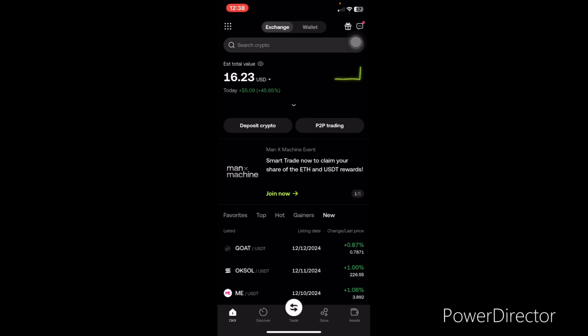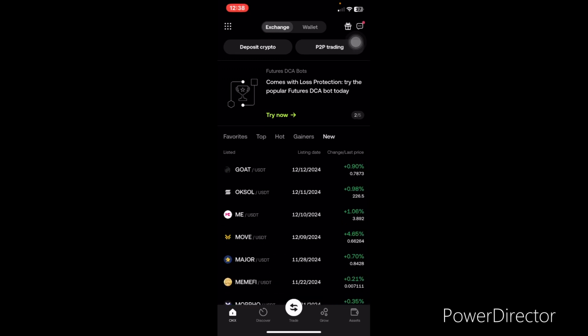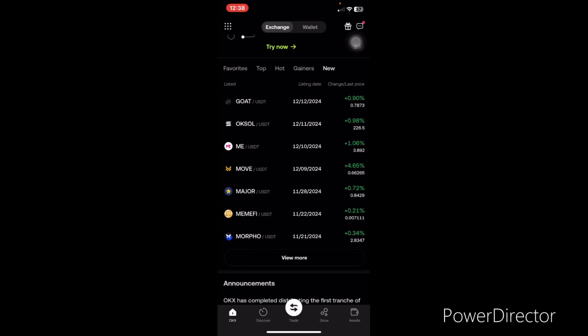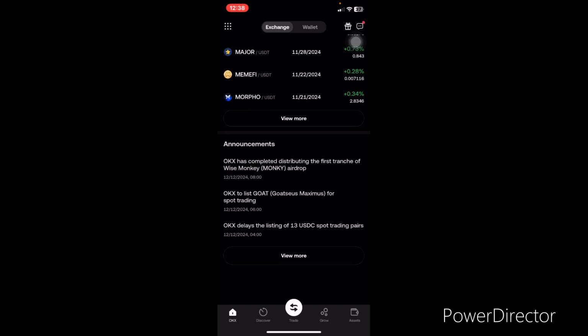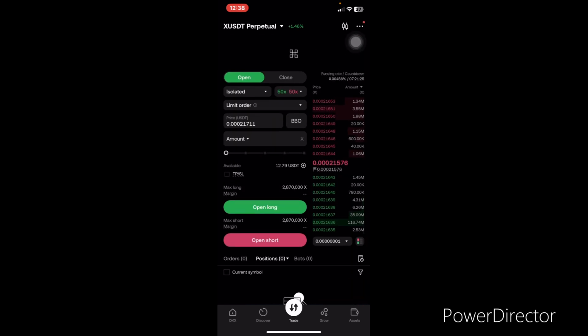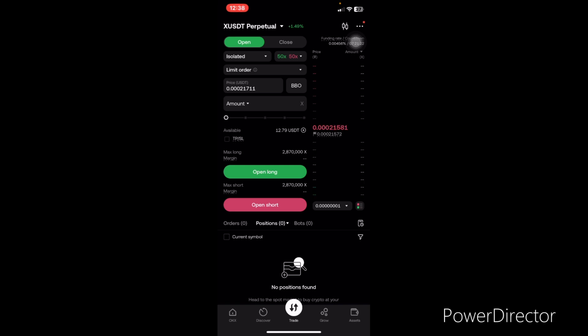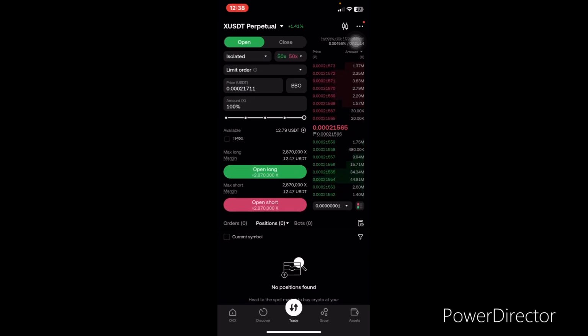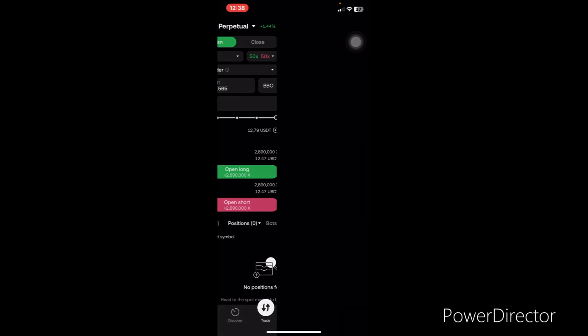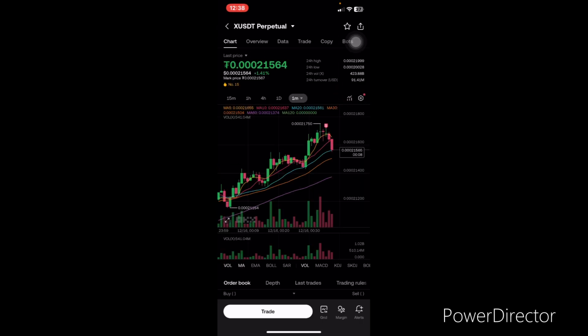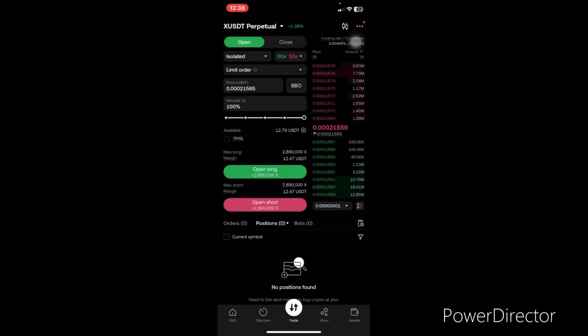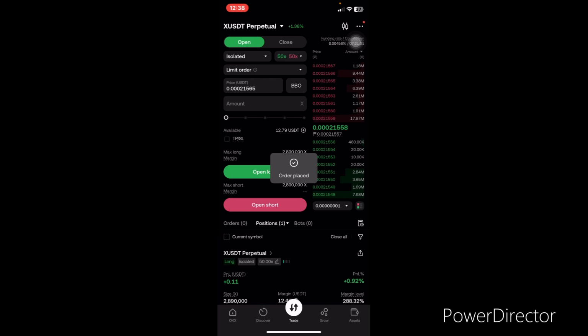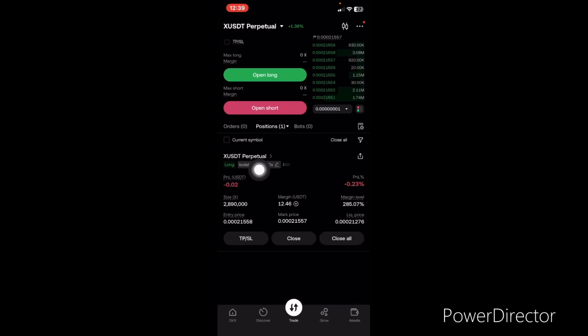So we are going to trade a random coin. As you can see, we have GOAT here, OKB, MOVE, MAJOR, MEMEFI, MORPHO, and a whole lot of others. I prefer XUSDT, that's the futures perpetual. I set the amount to 100. Then through my analysis, I think it's going to rise. So let me just go in. As you can see, I'm already earning.